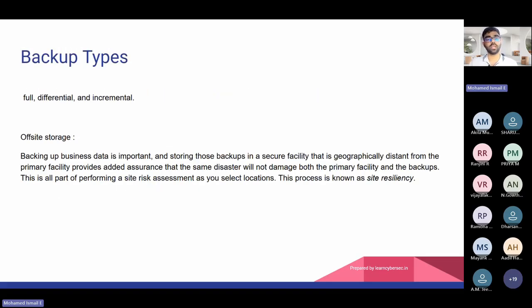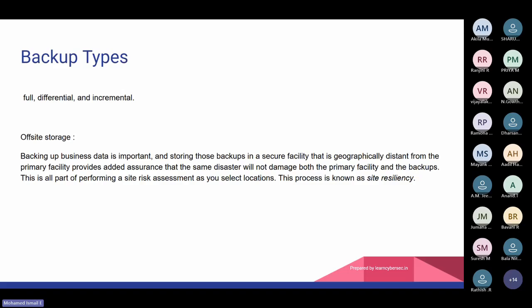Then the backup side, backup types. While taking a backup, you may need to understand what a full backup, a differential backup, and an incremental backup are. For a full backup, the name indicates everything will be backed up. Differential backup, only the difference. On the first day the full backup is taken, the next day only the difference will be taken.